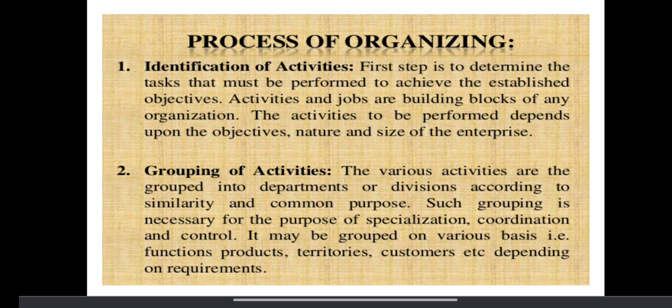So first of all, an organization or an institution or a firm has to decide what they want to perform, what they want to do. They are called objectives. And once the objectives are sorted, then they have to decide what to do next. Activities and jobs are the building blocks of any organization, and those activities to be performed are 100% dependent on the objectives, nature, and size of the enterprise.